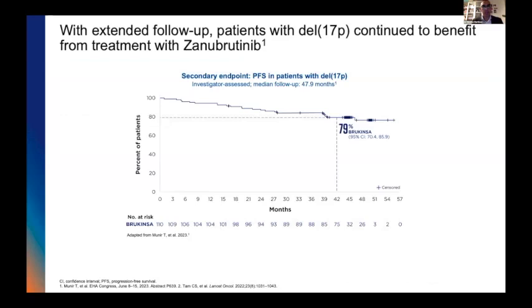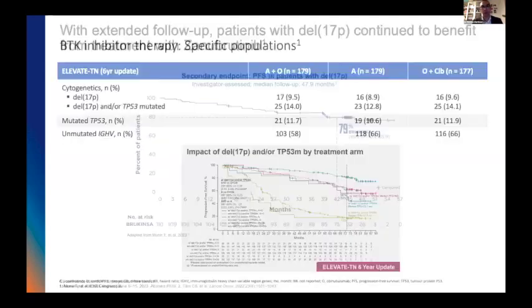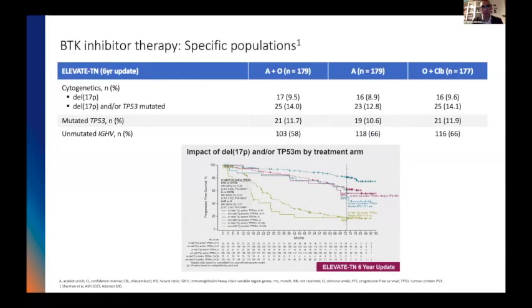And for zanubrutinib the follow-up is much shorter, 42 months, but the value is 79%. So if I quickly go back down, and you follow the 42-month line up, you can see it's not very different from zanubrutinib.